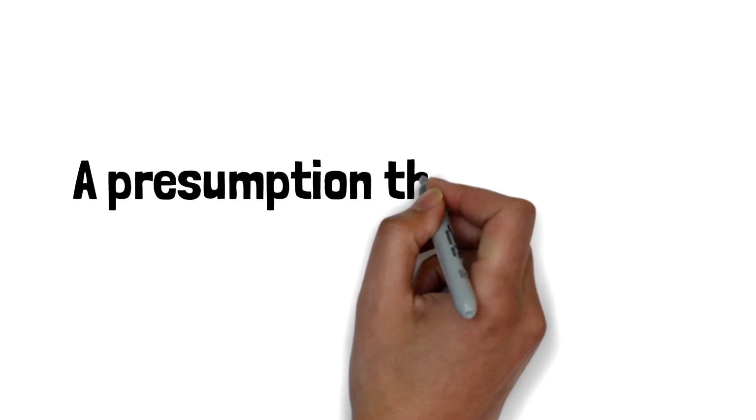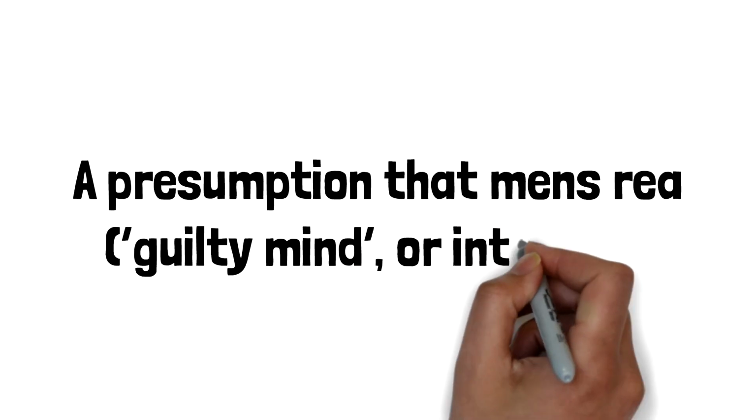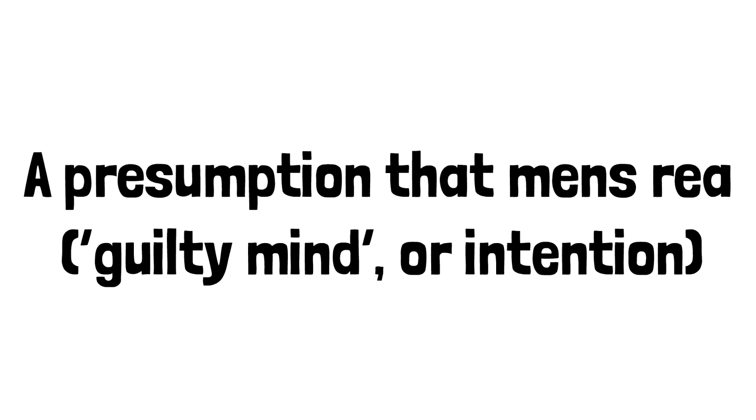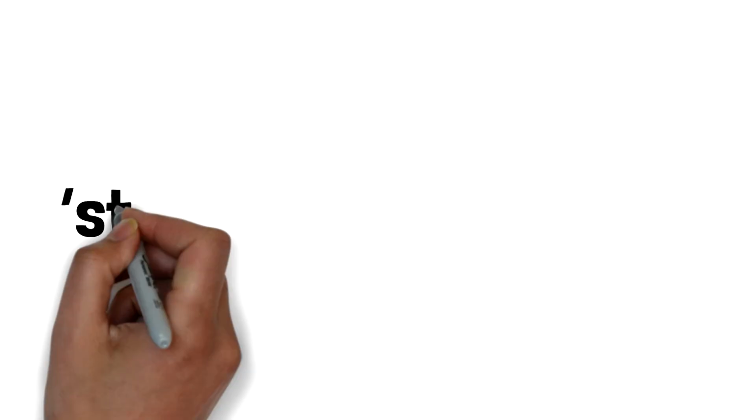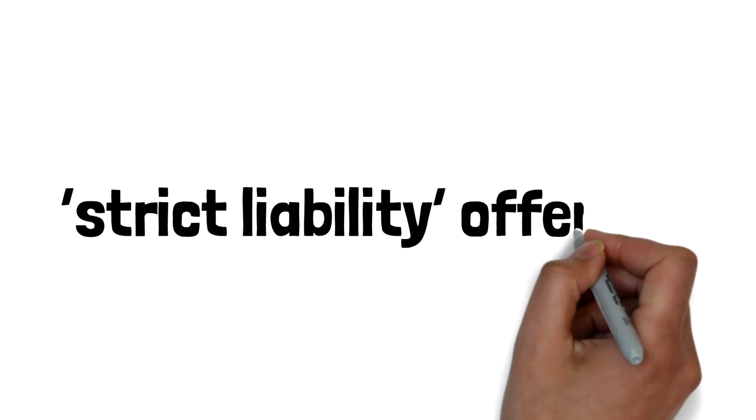A presumption that mens rea, guilty mind or intention, is required in criminal cases. Mens rea, the intention to commit the offence, is usually an essential element of an offence. There is a common law rule that no one can be convicted of a crime unless it is shown that they had the required intention to commit it. There are certain exceptions called strict liability offences, where no mens rea needs to be shown, but these will generally need to be highlighted as such in an Act of Parliament.